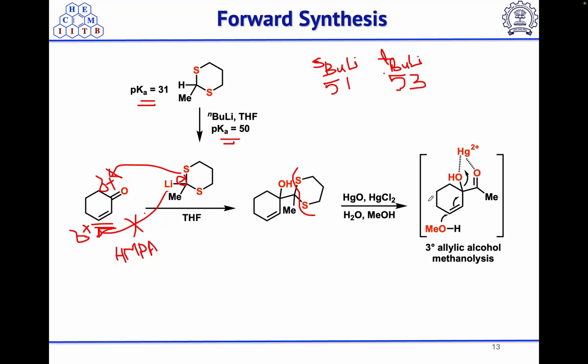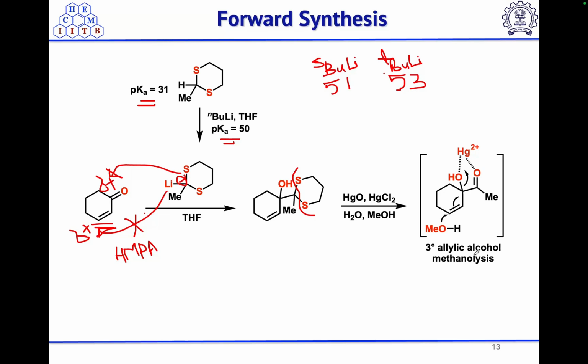Now the interesting thing is that you are using methanol in your reaction and you have the allylic alcohol. So this is the allylic alcohol. Hg2+ is there in your reaction medium. This Hg2+ will bind with this allylic alcohol and also this ketone carbonyl. So this is a tertiary alcohol, so it can easily break this C-O bond. Basically what will happen is the methanolysis of the tertiary allylic alcohol.